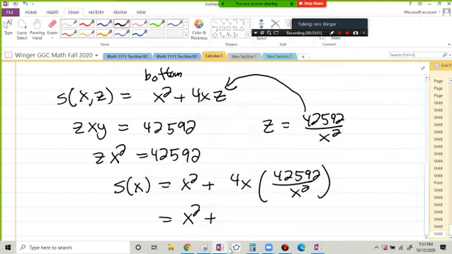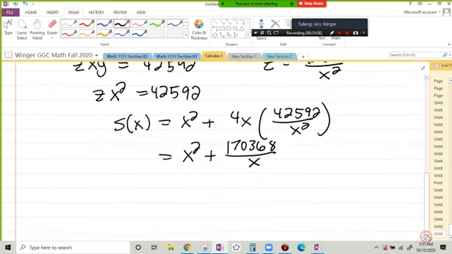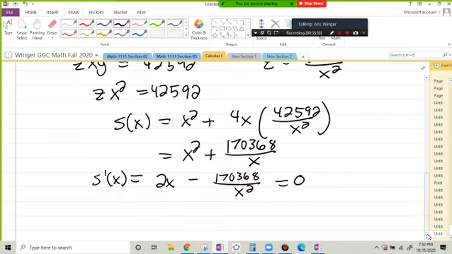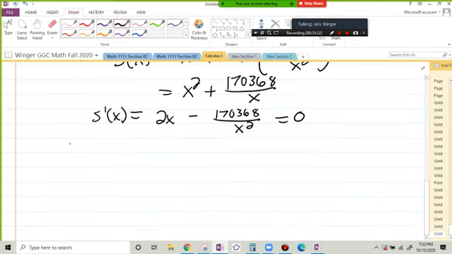170,368, 170,368 all over x. We know we want to take a derivative of this, set it equal to 0, and solve. The derivative of this is 2x minus 170,368 all over x squared, and we would like for that to be 0. One of these tricks: we'll multiply everything by x squared.